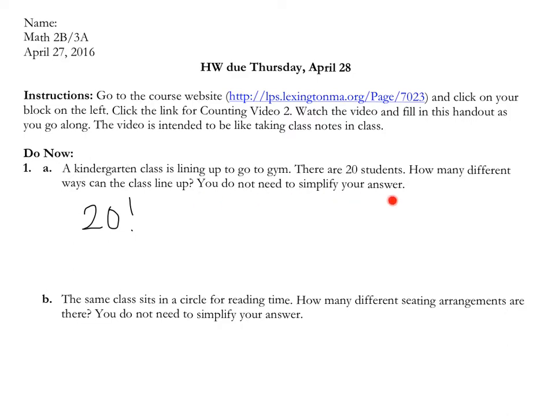Now, when it says you do not need to simplify your answer, that means that you can just leave your answer as 20 factorial rather than giving a single numerical answer. I'll write that when the answer is so big that your calculator would have to put it in scientific notation. So whenever it says you do not need to simplify your answer, you can just leave your answer in terms of factorials.